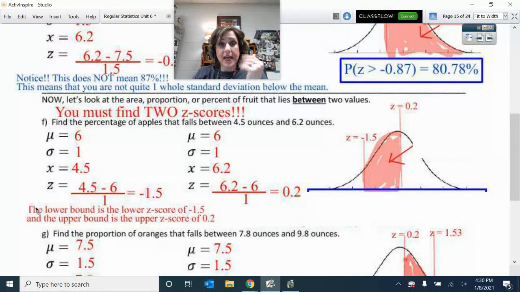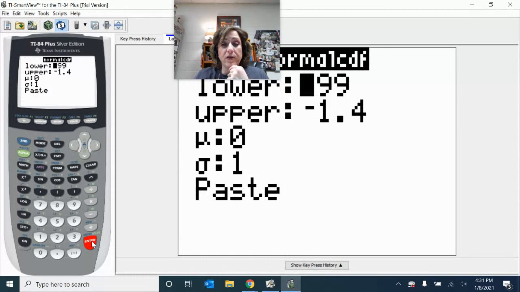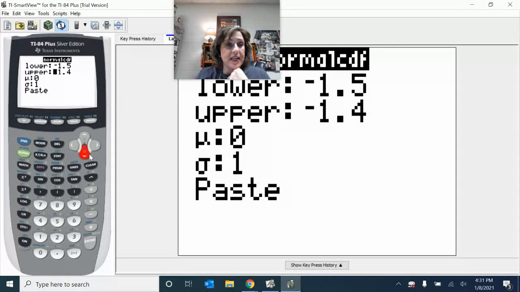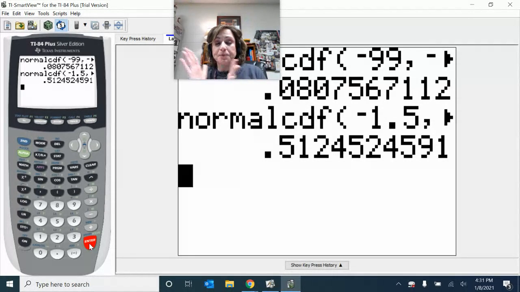So when I do my calculator, my lower bound is negative 1.5. Is that what it was? Yes, negative 1.5. My upper bound was the positive 0.2. So then I'm going to put that here. If you have the older operating system, then you put the comma in between those. And then here we go. And there it is, 0.512.